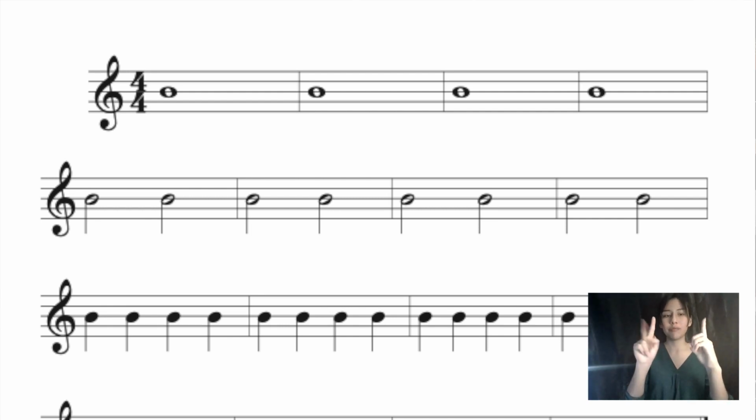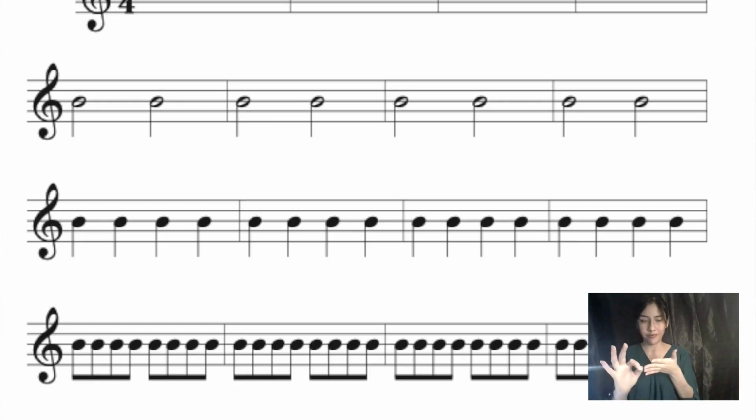Let's try it again, but this time Miss Hennah will play the piano and I'll clap. Ready? 1, 2, ready, go. 1, 2, 3, 4. 1, 2, 3, 4. 1, 2, 3, 4. And 1, 2, 3, 4. Good.